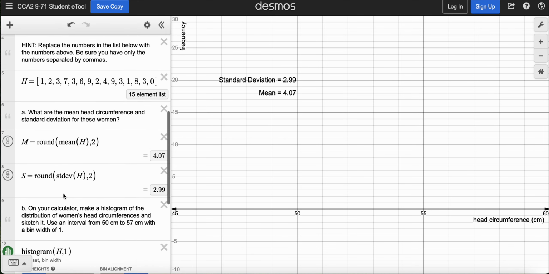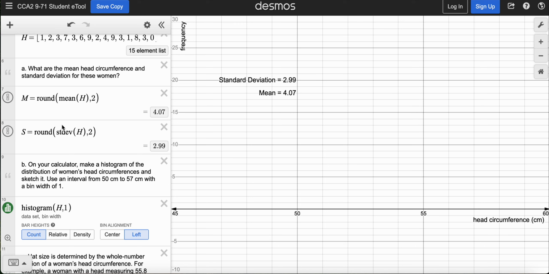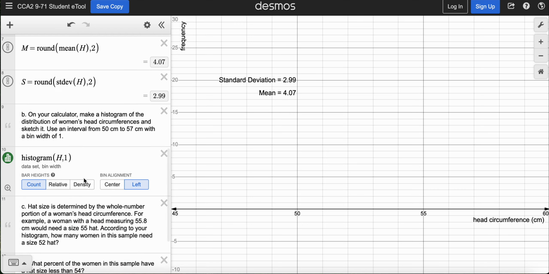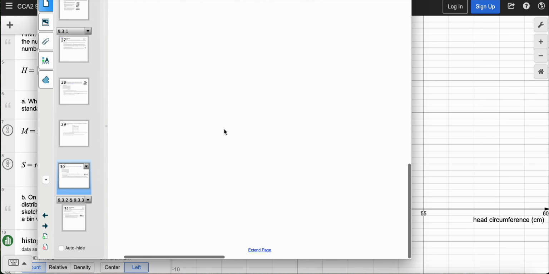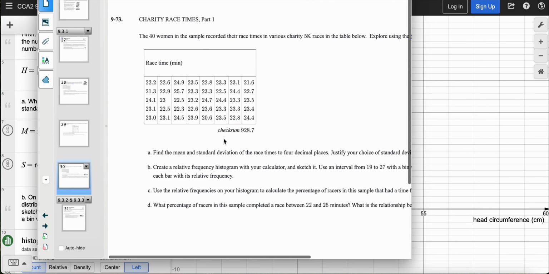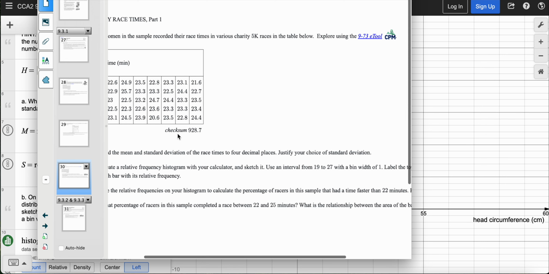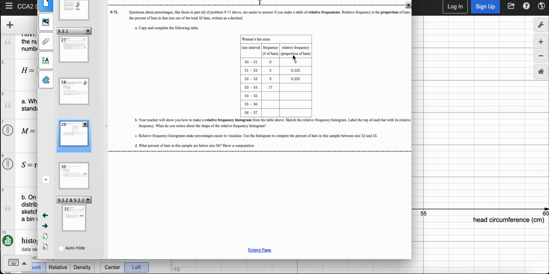So again, I'm not testing you on being able to do this stuff by hand. We're going to use some cheat methods to help us figure out these things by using Desmos to calculate it for us, because we want to be able to use the numbers, not necessarily just calculate the numbers. So those are the big ideas for today: being able to look at a histogram and create these relative frequency tables.